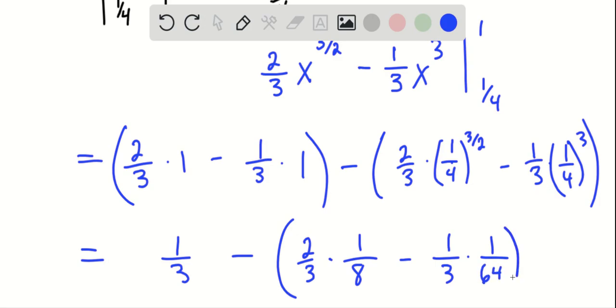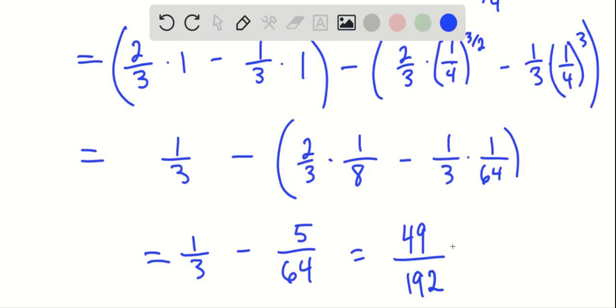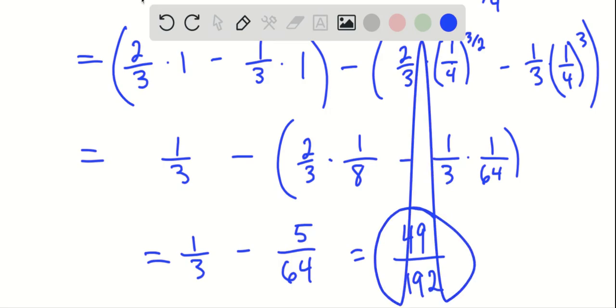Now, I'm not that great moving forward from here, so I'm going to use my calculator to figure out what 2/3 times 1/8 minus 1/3 times 1/64 is. And as a fraction, that tells me that that is 5/64. And 1/3 minus that answer as a fraction is 49/192. Whoa, that looked weird. But anyway, that's your answer.